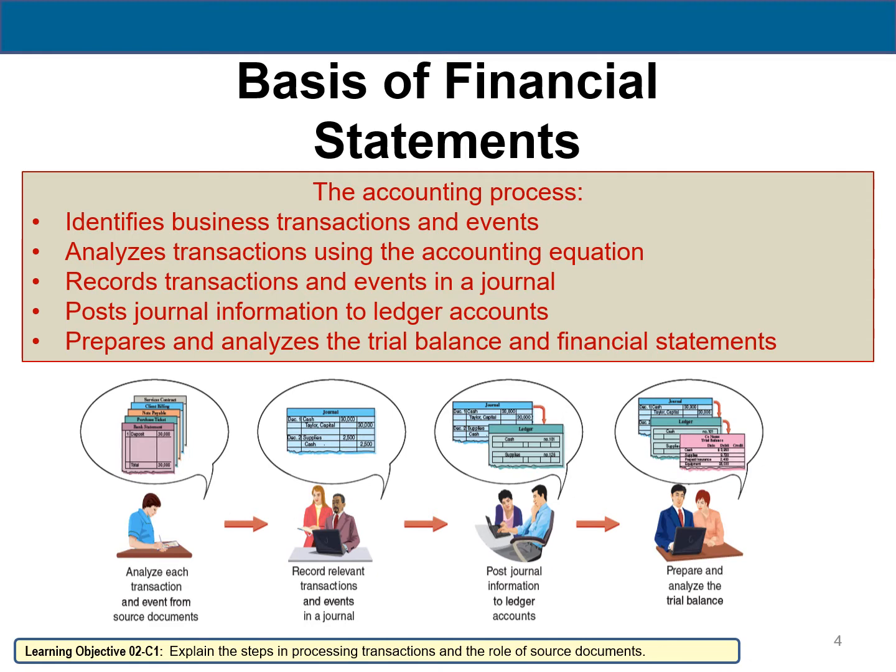So first, we identify the transactions and the events. We analyze them using the accounting equation, which is what we did in chapter one. The steps that we're adding on here in chapter two: we record the transactions and events in what we call a journal. Then we post the journal to the ledger accounts, and then we prepare and analyze the trial balance and the financial statements. And I recognize a lot of those words are foreign, but as we proceed through this PowerPoint, you'll get a better understanding of what those are.